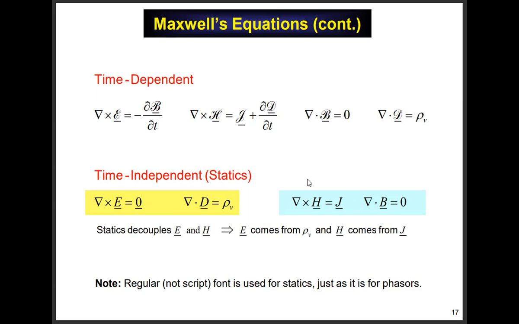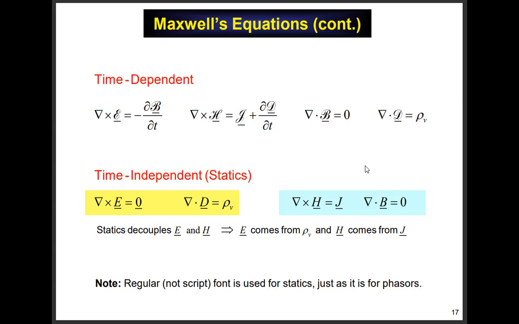Now notice I've rearranged them slightly differently than up here. For example, I grouped these two together here and these two together here. Now it's interesting, look what happens in statics. We have two equations that both have electric field in them, really electric field and electric flux density, but I'll just call it electric field. We have two equations that have magnetic field in them, really magnetic field and magnetic flux density. But they're separate, independent pairs of equations. This pair has nothing to do with magnetic field. This pair has nothing to do with electric field, right?